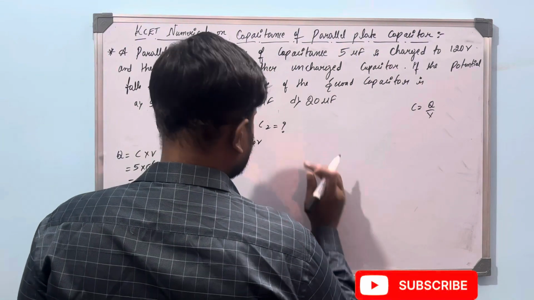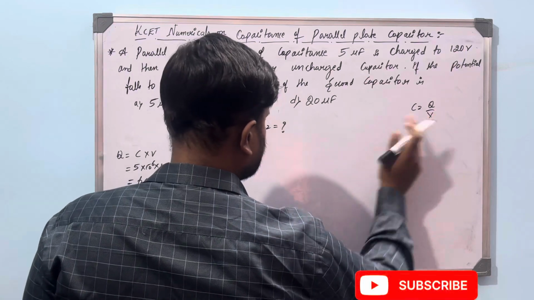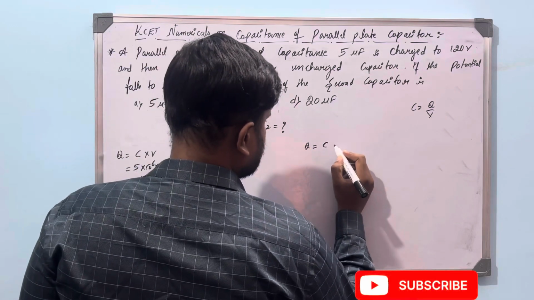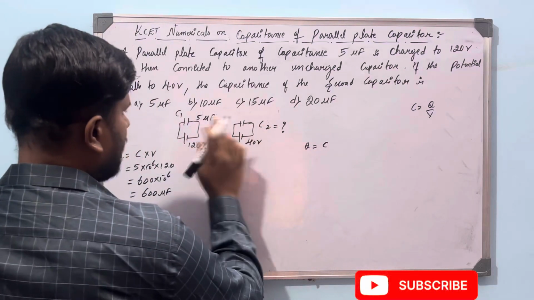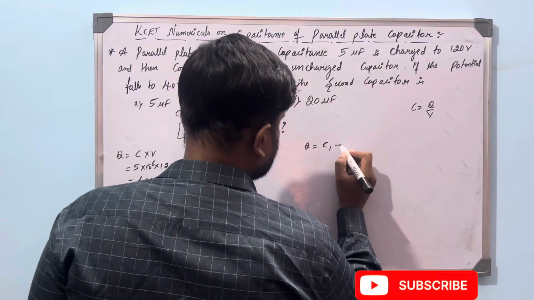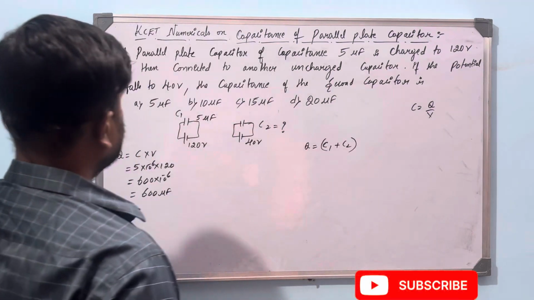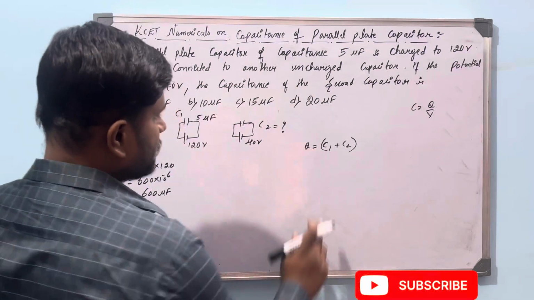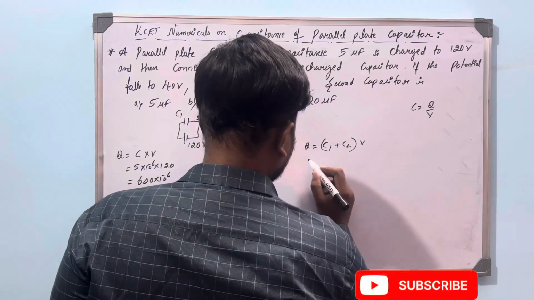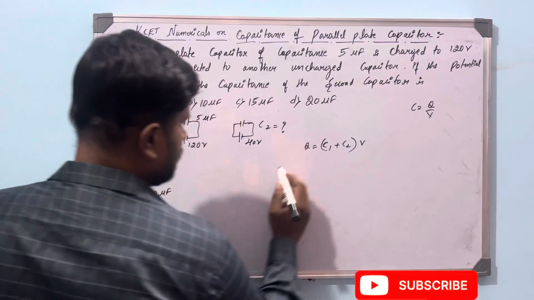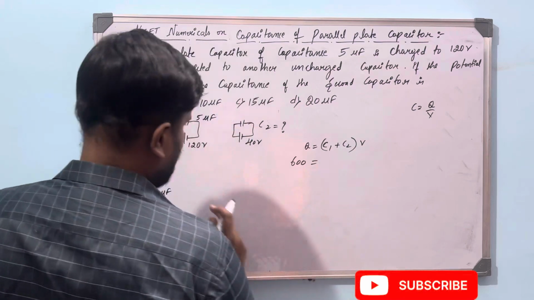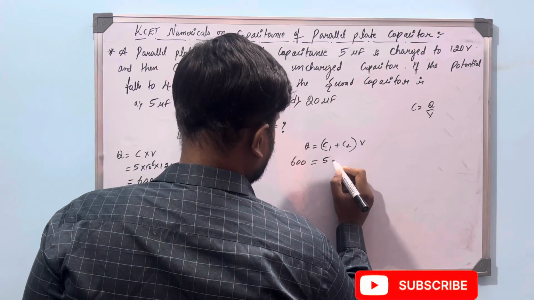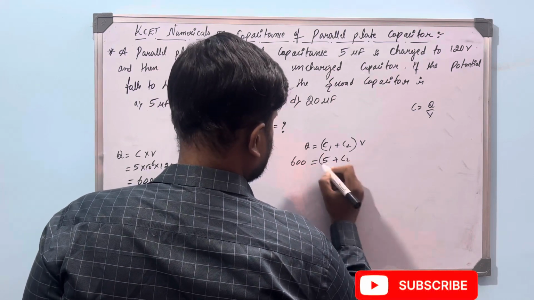In order to calculate C2, again I will use this only. So Q is equal to C into V, but instead of C, I need to use C1 plus C2. Why? Because it is connected to C1 and then connected to the other uncharged one. It has not been detached, it is connected. So that's why I will use C1 plus C2 into V. So what is the Q value? The Q value we got is 600 micro. I will put the answer in micro only. So C1 is 5 microfarad, plus C2 which I need to calculate, into V.